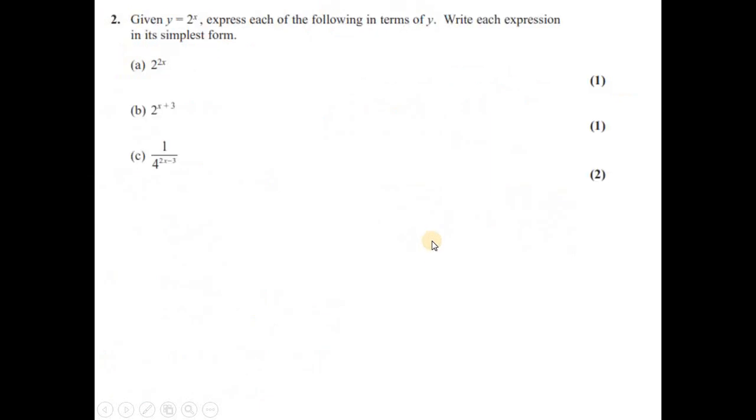Question number 2. Given y = 2^x, express each of the following in terms of y. Write each expression in its simplest form. So 2^(2x). You can write 2^(2x) as (2^x)^2, because you know power to the power is always multiply. And 2^x is y, so this is y squared.